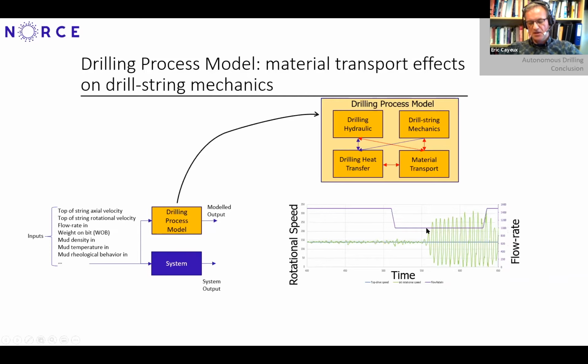What can happen is that those cuttings particles get more and more concentrated on the low side. They are generating more torque. And when they are generating more torque, they slow down the rotational speed. Because they slow down the rotational speed, the cuttings get even more on the low side and they create even more torque. And that can induce stick-slips of rotation just because of the change of flow rate.